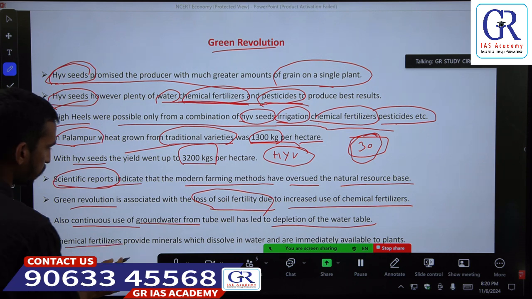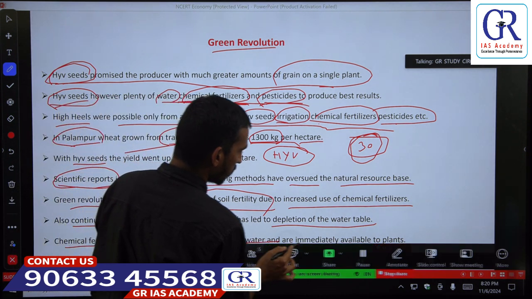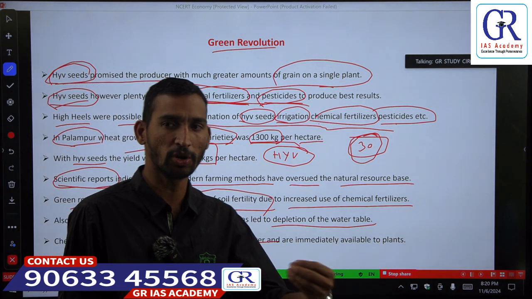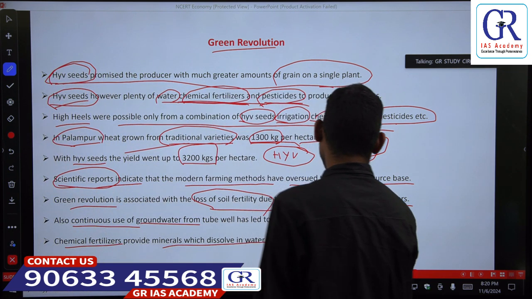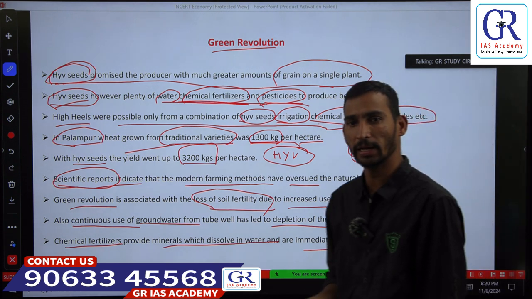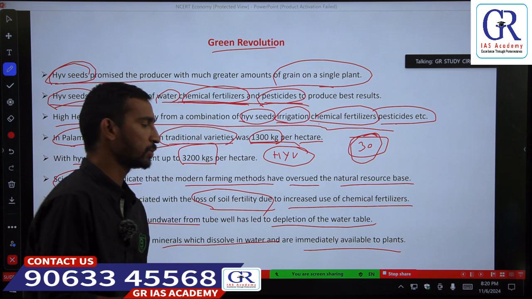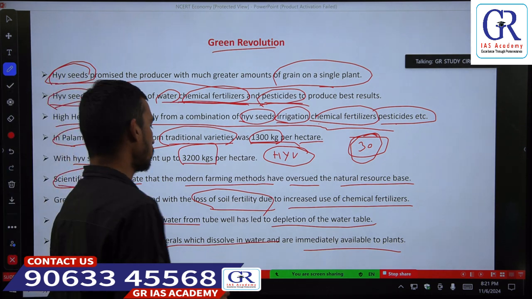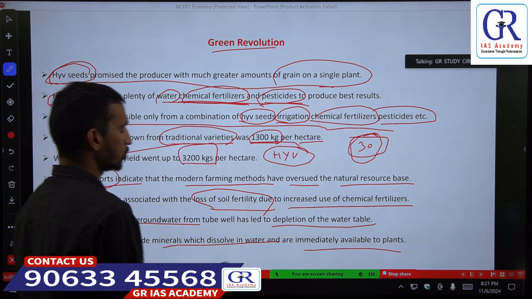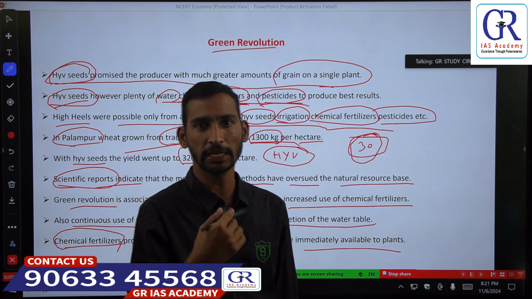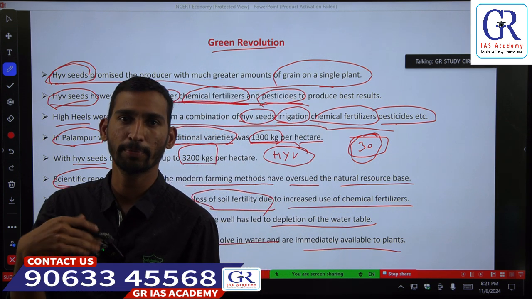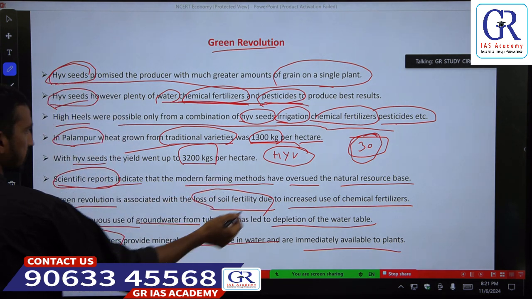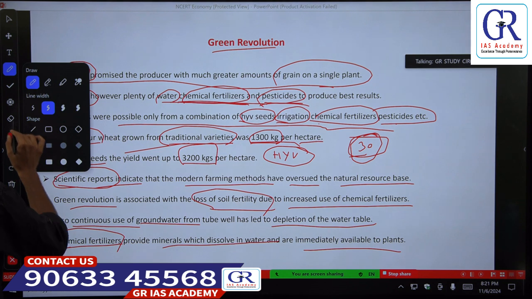Chemical fertilizers provide minerals which dissolve in water and are immediately available to plants. Whatever chemical fertilizers we are using easily dissolve in water, and the plant easily gets the requirement. But that means the plant is consuming the chemical fertilizers, so the food we produce is contaminated with chemical fertilizers. That is also a problem we are facing. Just now I stated that 30% of the food is contaminated by chemical fertilizers.